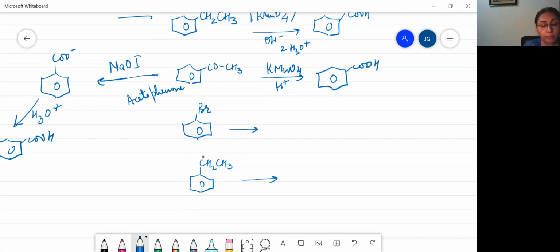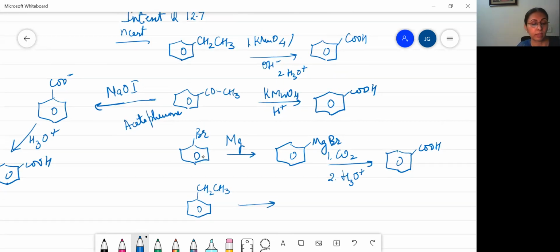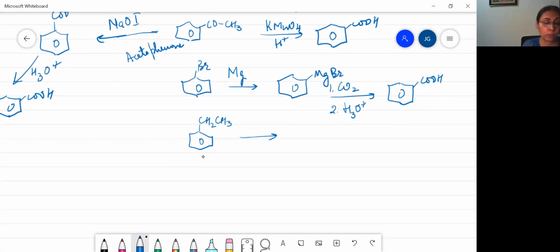Okay, what about this one? This is bromobenzene, when treated with magnesium will give you what? Grignard's reagent. So we had just done this reaction, when you treated with carbon dioxide followed by hydrolysis will give you carboxylic acid over here. This again is simple. I think it is the same one. Okay, this was actually ethyl benzene. If I remember, this was ethyl benzene.